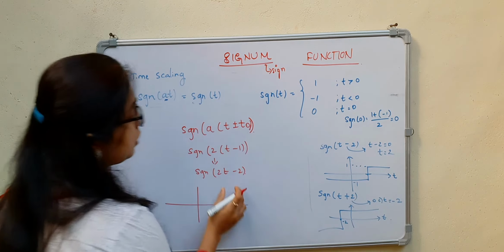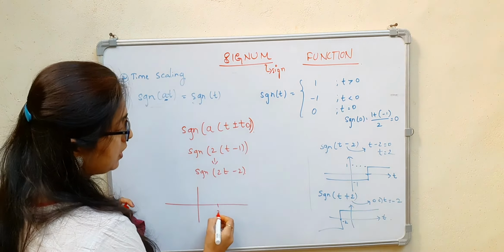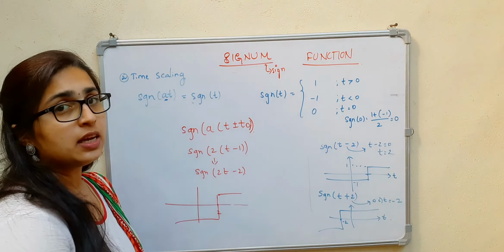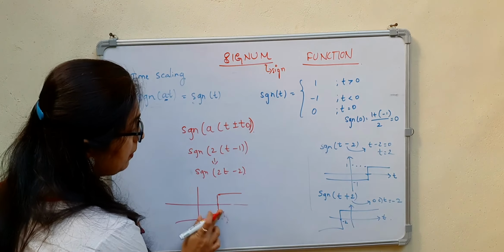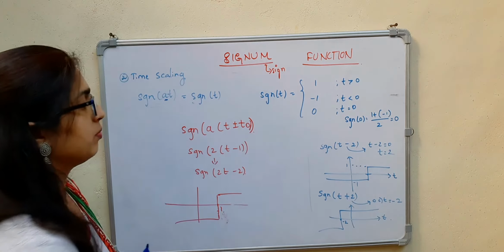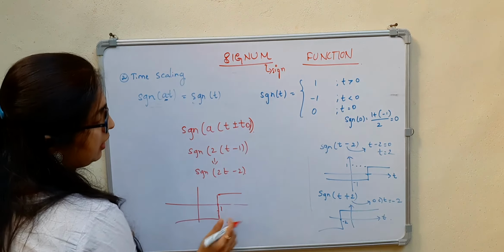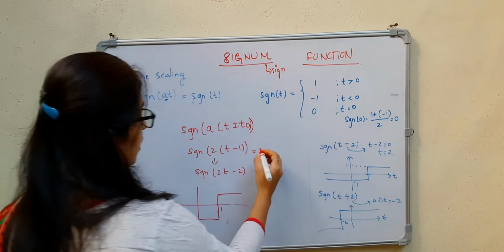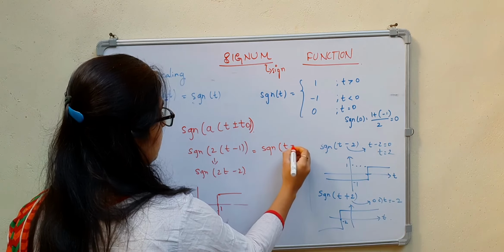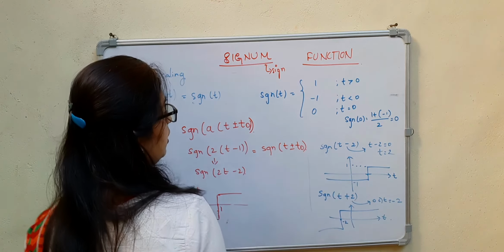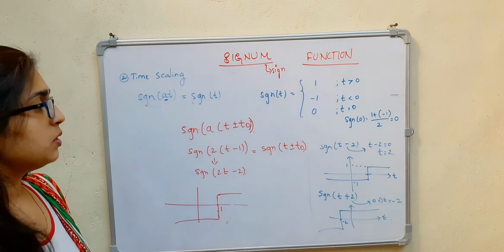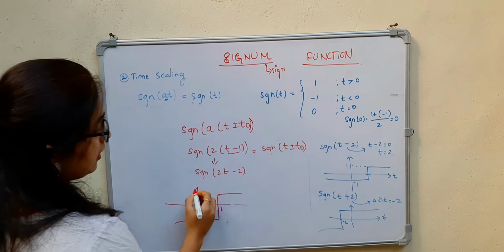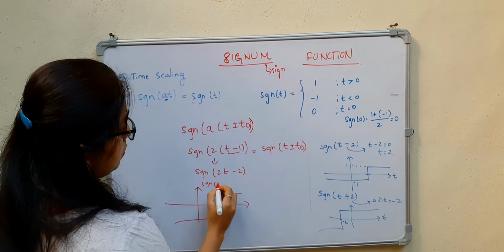So first what I will do, the signum function will be shifted towards right by 2 units. Then you are going to do the scaling, that is divided by 2. So this will be 1. It will start from 1. So this is equal to signum of t plus or minus t naught. Correct? Equal to signum t plus or minus t naught, because see here, t minus 1, it is signum of t minus 1.